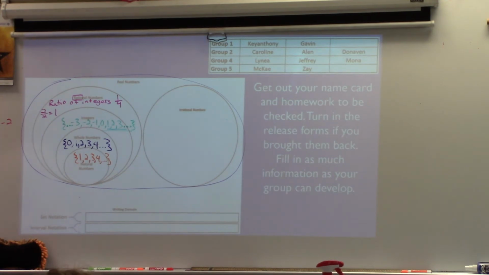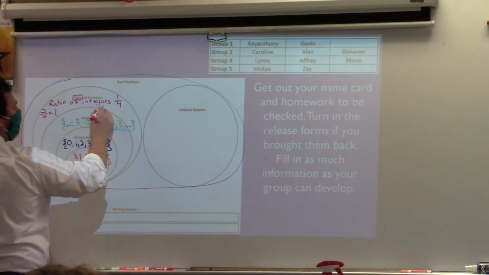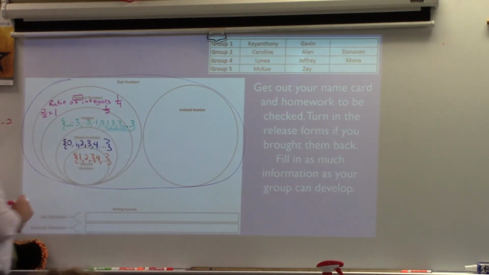Jeffrey, give me another ratio of integers. Work on that language, not 1 over 2, 1 divided by 2. There we go. Right, 1 divided by 2, that's a good one. Zay, give me another one.